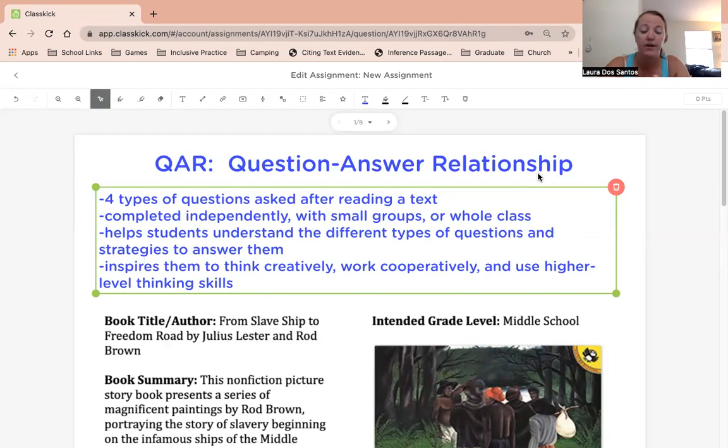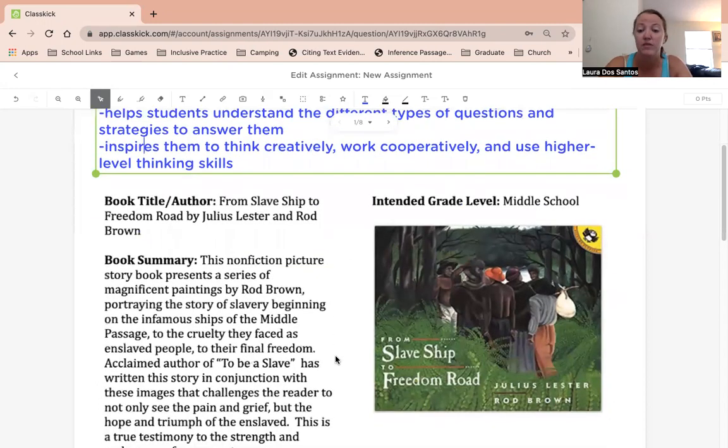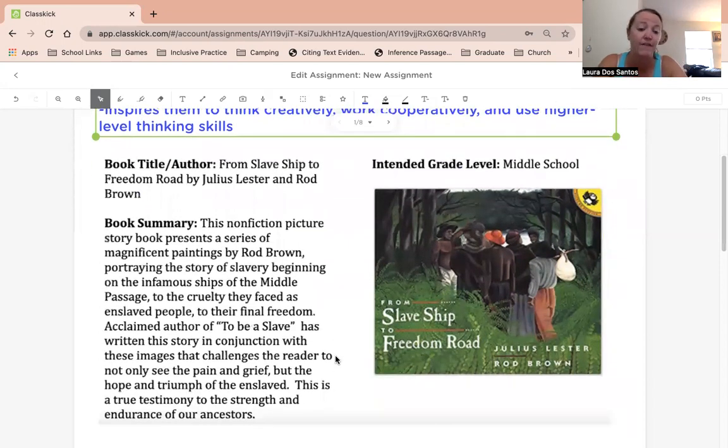Today, I'm going to model how to answer the four types of questions using this text that I use in my social studies classroom in the 5th grade. This book, From Slave Ship to Freedom Road, is a nonfiction picture storybook that presents a series of magnificent paintings by Rod Brown, portraying the story of slavery, beginning on the infamous ships of the Middle Passage to the cruelty they faced as enslaved people, to their final freedom.